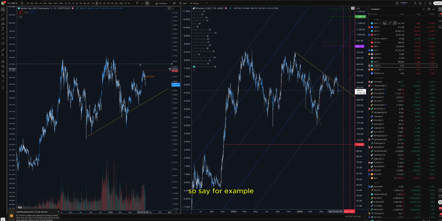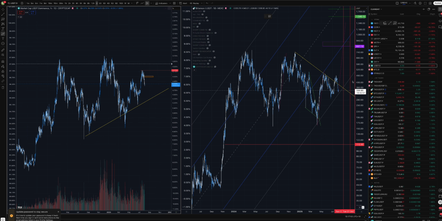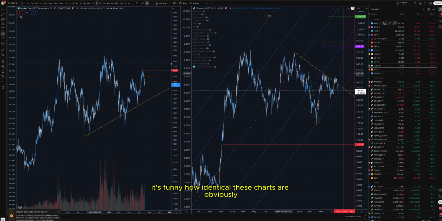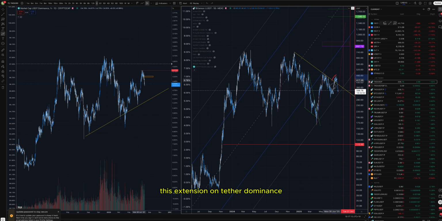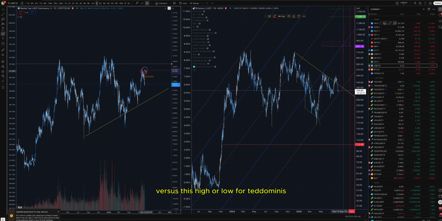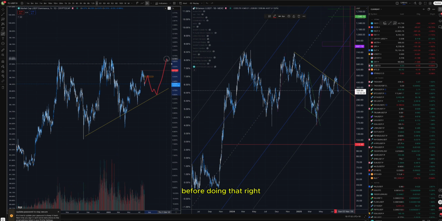So say, for example, it's funny how identical these charts are. Obviously, this extension on Tether dominance was not met by the same magnitude by BitTensor. It would have been up here if it matched exactly, but it did make a lower high than this one versus this high or low for Tether dominance. So what I expect is something like this before doing that, right?